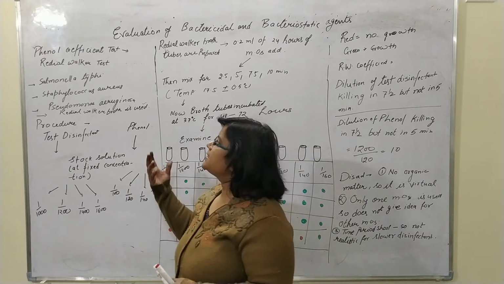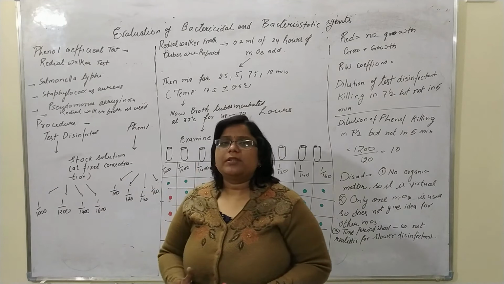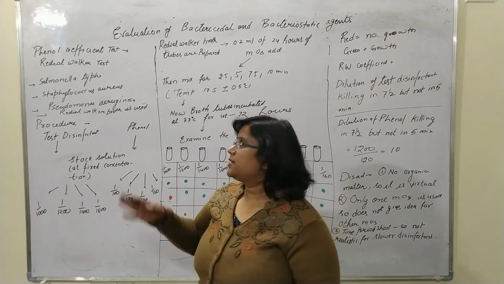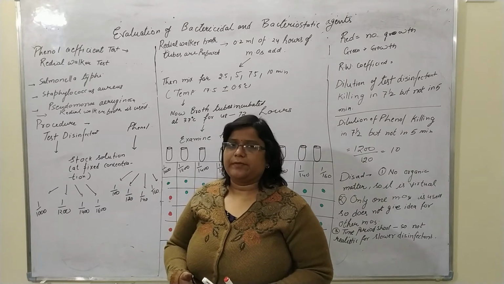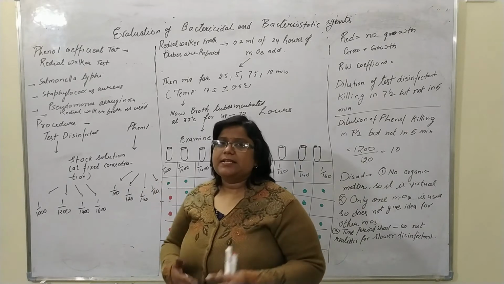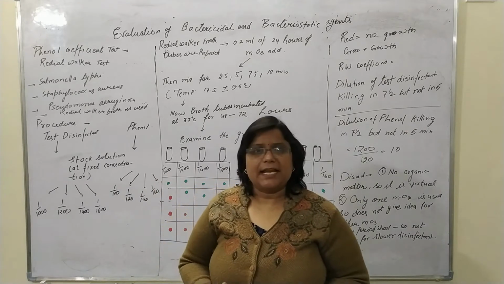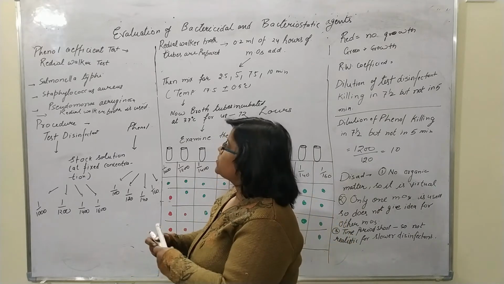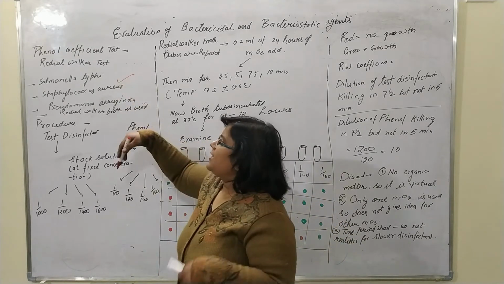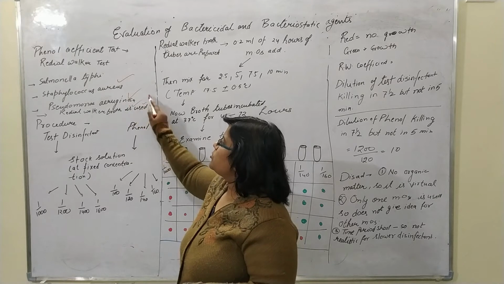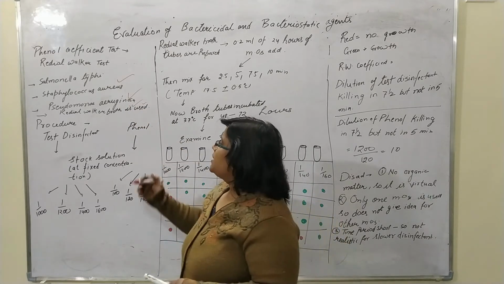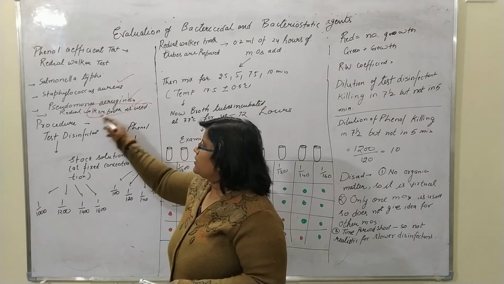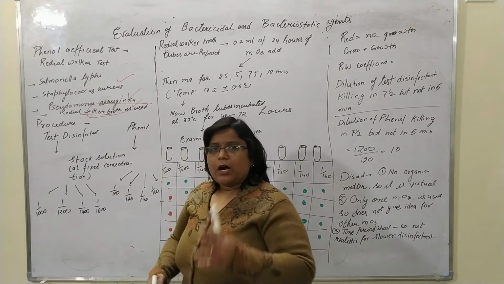The method is the Rideal-Walker method and the proper broth is the Rideal-Walker broth. So the term is the Rideal-Walker test, or RW coefficient, that we will determine. Again, phenol is taken as a standard. Microorganisms like Salmonella typhi, Staphylococcus aureus, and Pseudomonas aeruginosa can be used, but the broth is the Rideal-Walker broth. How is the procedure?